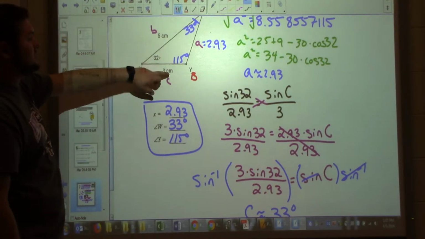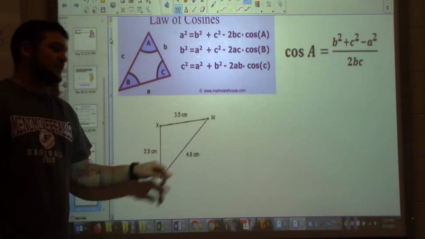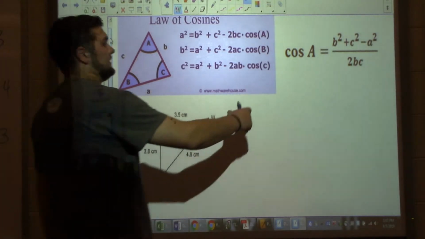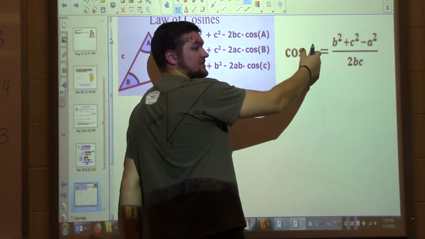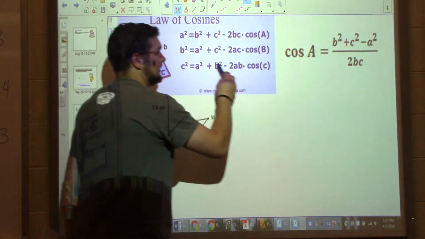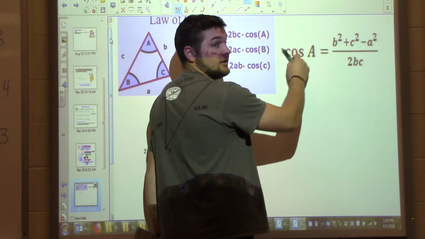So that was when we were given two sides and an angle. Our next one, we're given all three sides. So we're not given any angles, so we need to solve for an angle using law of cosines. That's going to be one of those ones where it says cosine of A or cosine of B or cosine of C equals. That's the one we use when we're solving for an angle. These are solving for sides, solving for an angle.